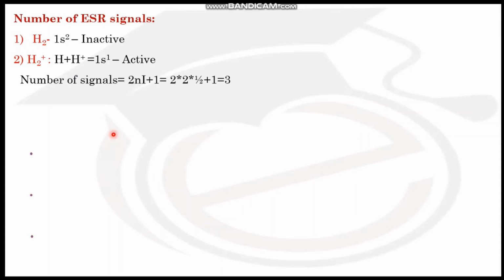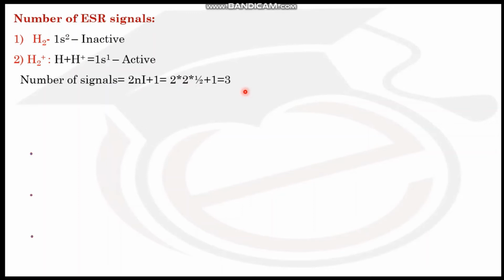And now we can consider the number of signals. Here you can see that it's a hydrogen, right? This proton has a spin of 1/2, so it is an active nucleus. It is able to split the line. Number of signals will be 2nI plus 1, 2 into 2 into 1/2 plus 1, that is equal to 3 signals. 3 signals you are getting.